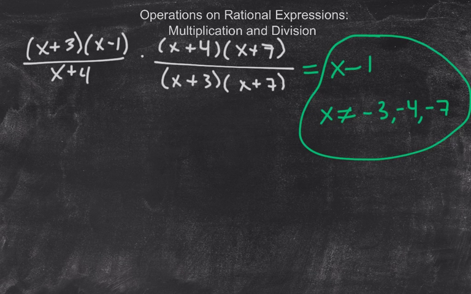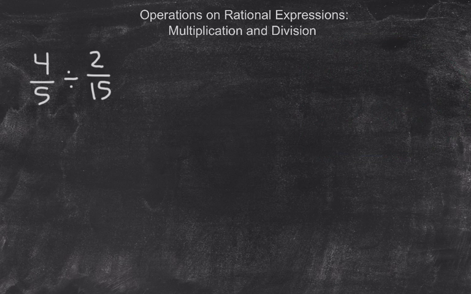And so what we just have to do here is say, well, for every x value, the original and the simplified expressions are equivalent, except for x equals negative 3, negative 4, and negative 7.